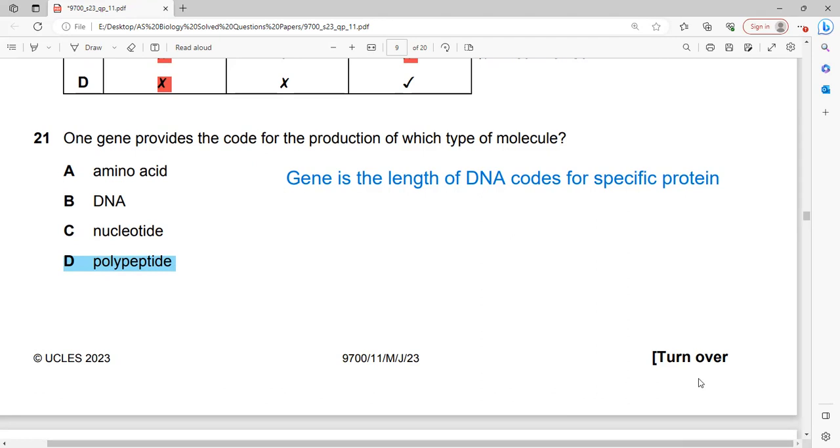One gene provides the code for production of which type of molecule? A gene is defined as a length of DNA which codes for a specific protein. This protein is called a polypeptide. So D is our correct option here.